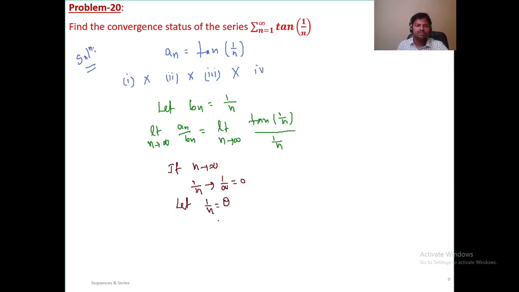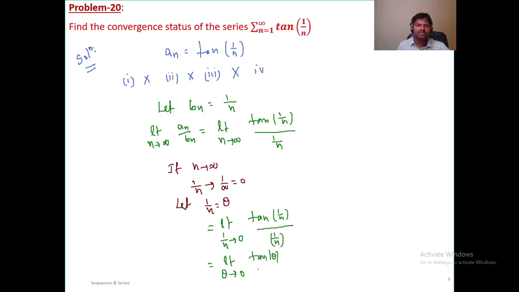Now let us come to this limit value. Instead of writing limit n tends to infinity, n tending to infinity is nothing but 1 by n tends to 0. Yes or no? Both are the same. N reaching infinity is similar to 1 by n tends to 0. And tan 1 upon n divided by 1 upon n will be, limit theta tends to 0, where 1 by n is theta, tan theta by theta. What is this value?